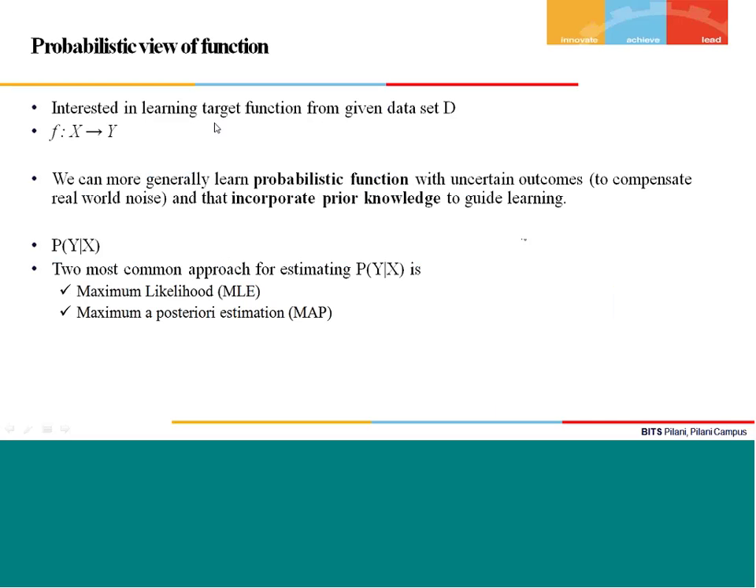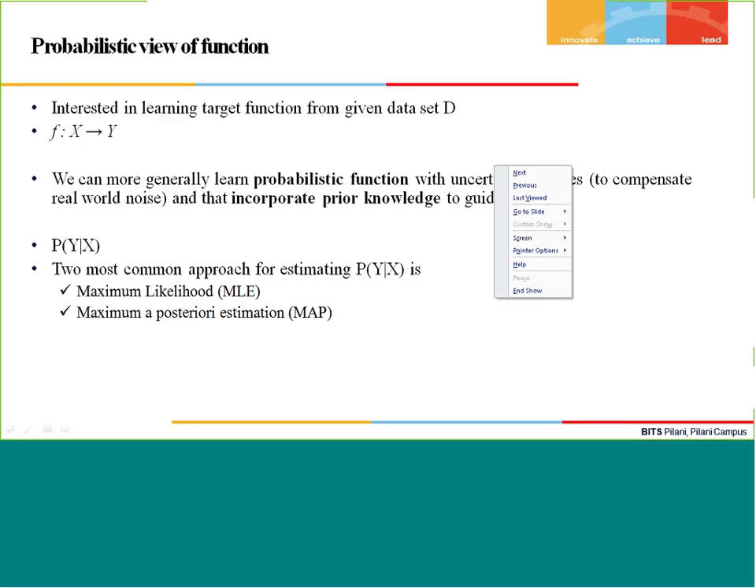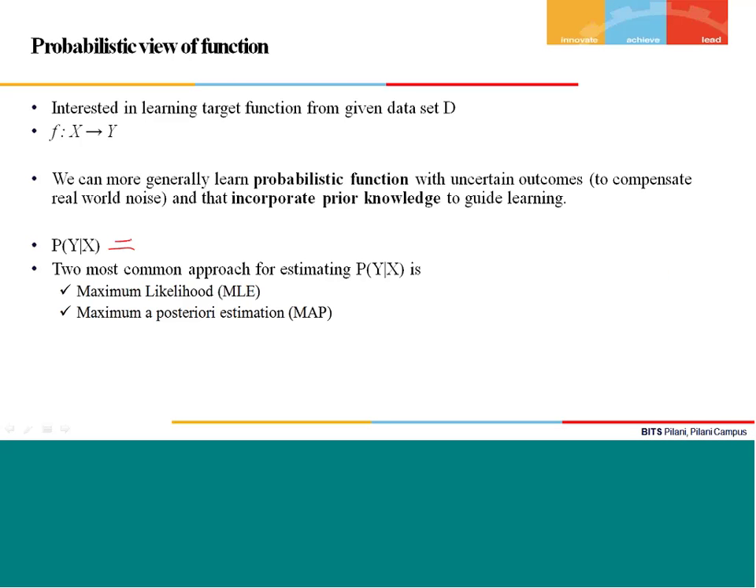So generally we were interested in learning functions that map x to some y. We can more generally learn probabilistic functions with uncertain outcomes, and that can incorporate prior knowledge. So rather than learning functions directly, we will be learning probabilistic functions like the probability of y given x. Given x, what is the probability of y?